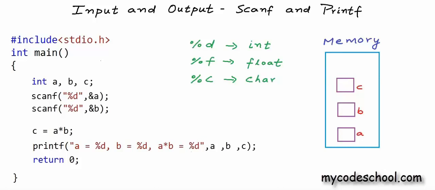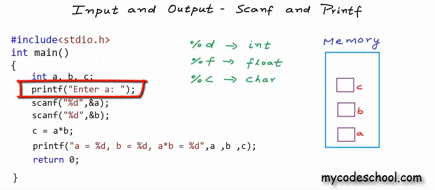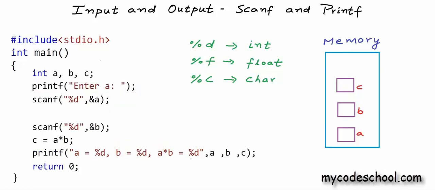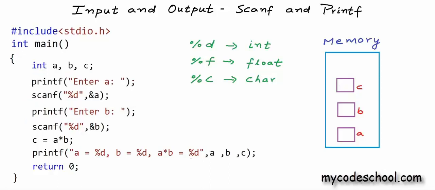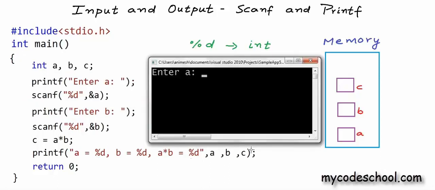And now I want to do one more thing to make this program better. Before this first scanf, I want to write a printf saying enter a. And after the first scanf and before the second scanf, I want to write another printf saying enter b. Now let's run this program and see what happens. We are first printing enter a, and then we have paused for the user to enter the number.